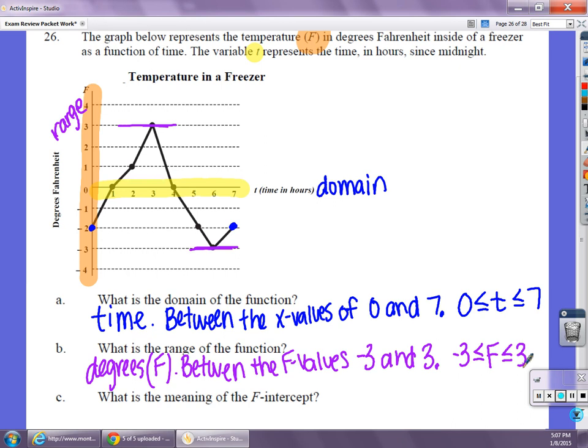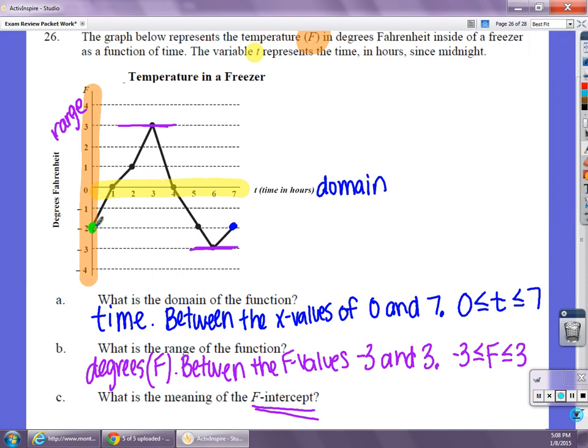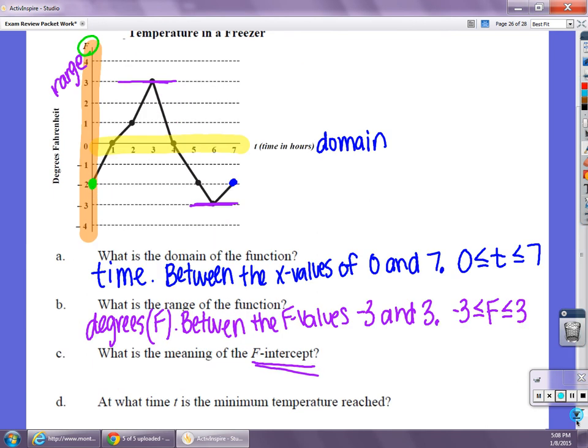All right, what is the meaning of the F-intercept? The F-intercept. So remember the word intercept. It's not intersect. We're dealing with one of our axes there, and we want to figure out, is there a point on our F-axis? If we look over here, we see that we have a point right here. We've actually already colored it in. There's our F-axis. So our F-intercept is going to be the point (0, -2).